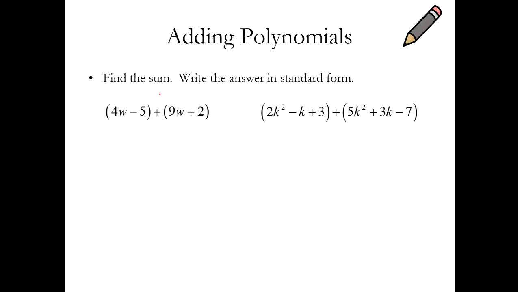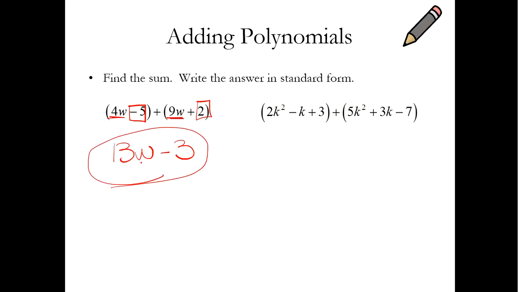So I'm going to find the sum, and then I'm going to write the answer in standard form. So very first thing, I'm going to figure out who's like terms. So those guys are like terms, and these two guys are like terms. So 4w plus 9w, that is 13w. And then negative 5 plus 2, that is negative 3. So this would be my final answer, because I'm starting with an exponent of 1 and ending with a no exponent problem. Or an exponent of 0, if you want to think of it in that way.